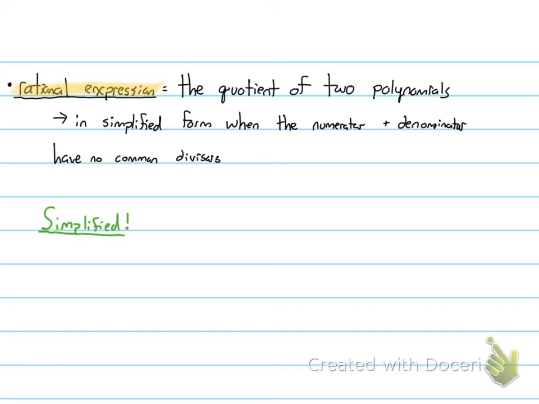Some examples of rational expressions that are simplified would be x plus 1 over x minus 1, and x squared plus 3x plus 2 over x plus 3. In both of these examples, I can't simplify out anything on the numerator or denominator. Since I can't cancel anything out in the top and bottom, these are simplified.